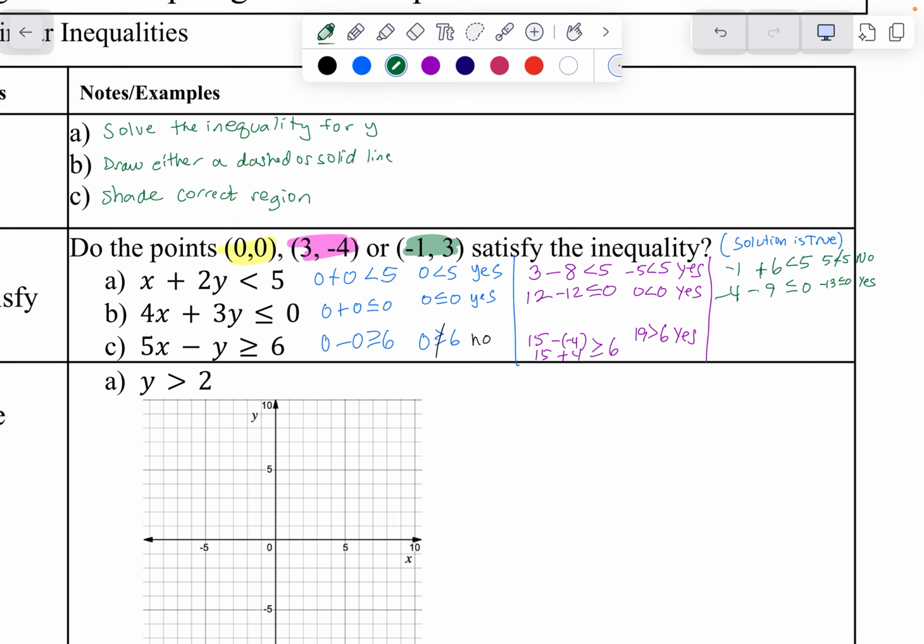And then finally, if we plug it into here, so I'm just taking out the x, replacing it with -1 and that with a 3. We get -5 minus 3 is greater than or equal to 6. That is a no. How do you get -9 for question 2?